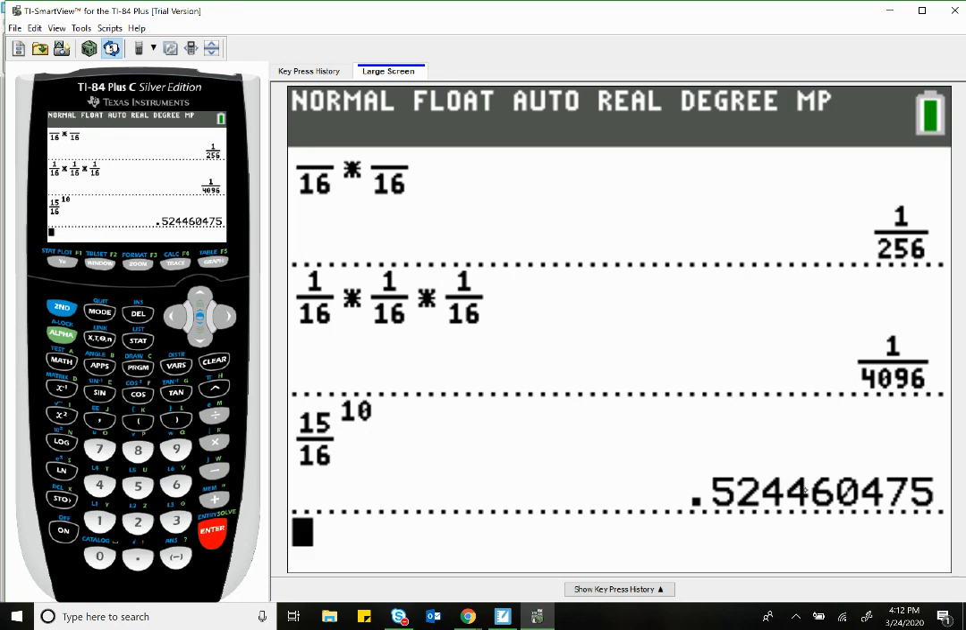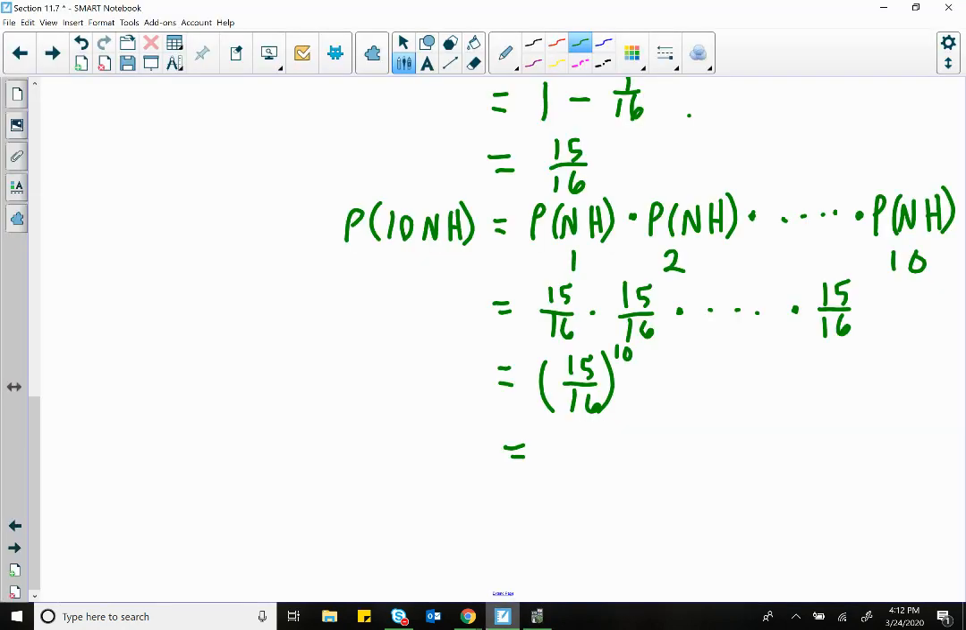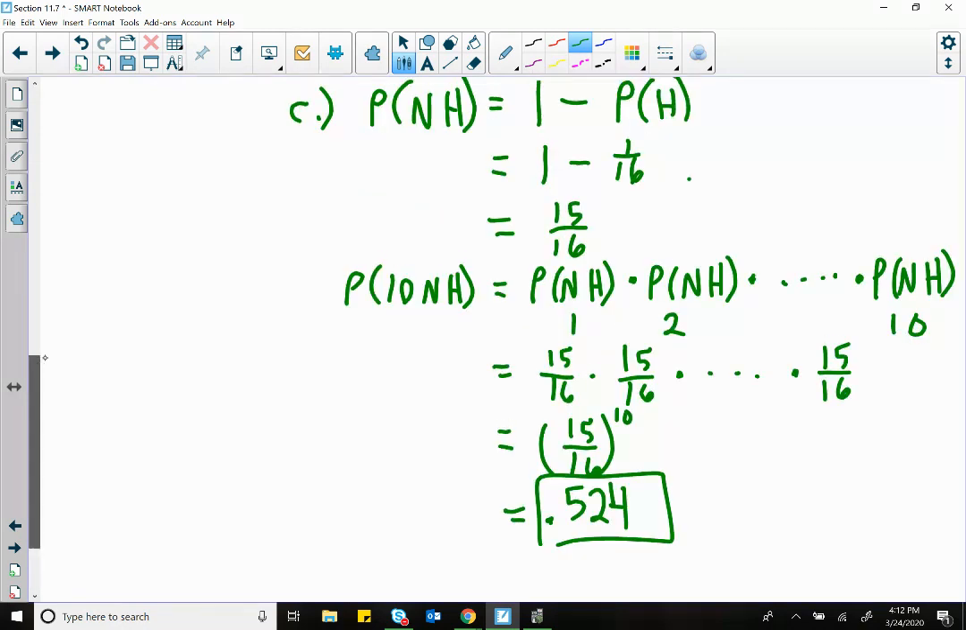And that second 4 says, hey, first 4, stay the way you are. So rounding to the nearest thousandth, 0.524. And that is the answer to part C.